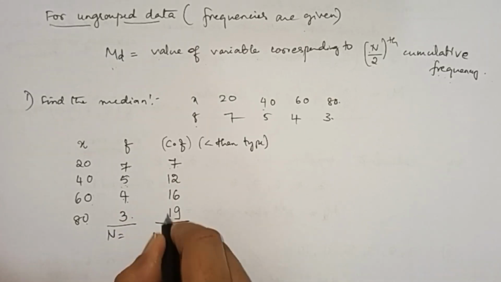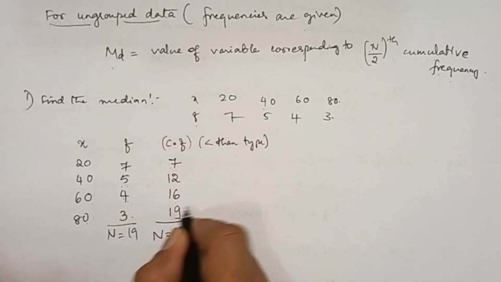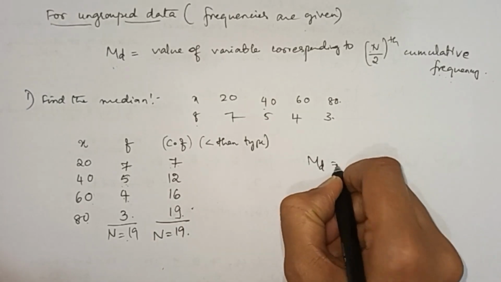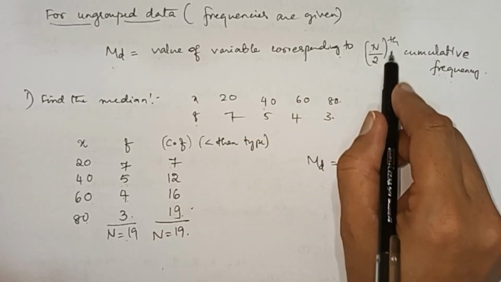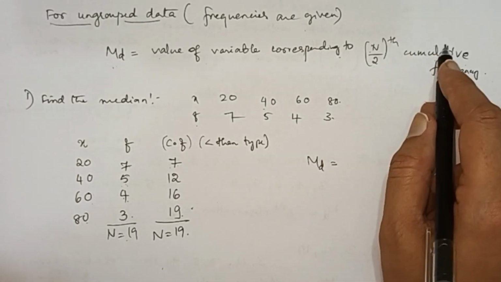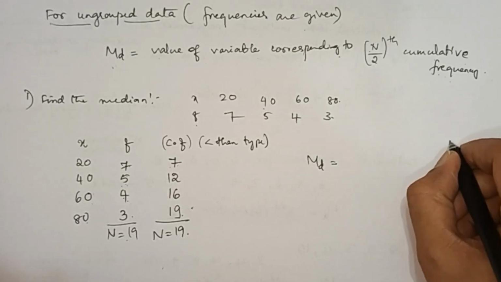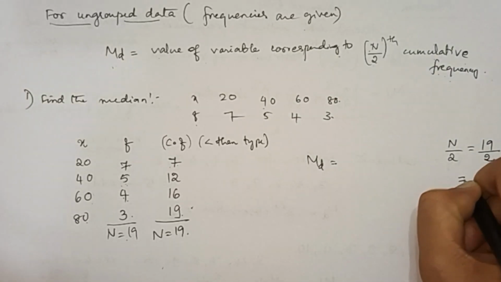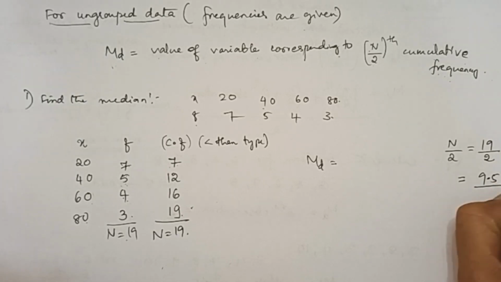So the last cumulative frequency should be equal to the total frequency. Now you have to find the median, which equals the value of the variable corresponding to the n by 2th cumulative frequency, the observation corresponding to the n by 2th cumulative frequency. So first let us find the value of n by 2: 19 by 2, which is equal to 9.5.